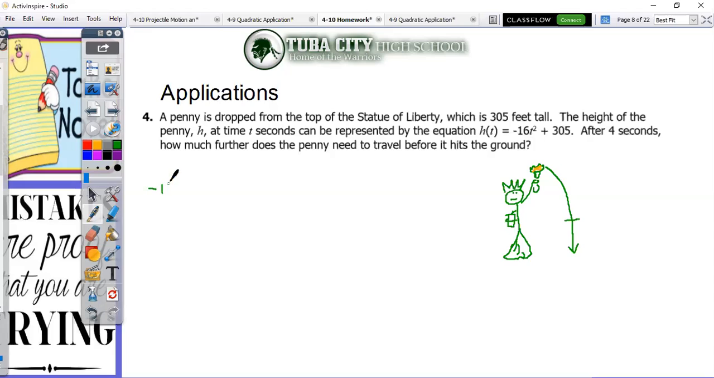We're going to go ahead and plug 4 into the original equation. By doing this, we are asking the function, where is the penny at 4 seconds? So 16 times 4, that's 16, 32, 64. So this is negative 64 plus 305, and 305 minus, oh wait, no. I forgot to square it. Duh. 4 squared is 16. So this is 16 times 16, which is 256.